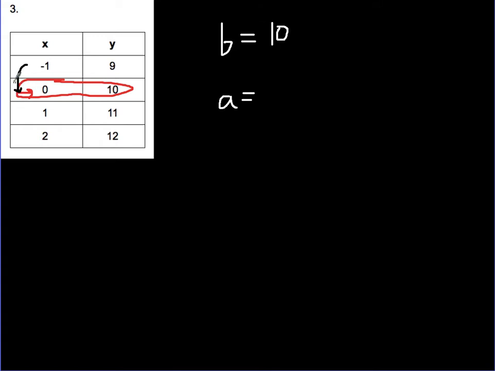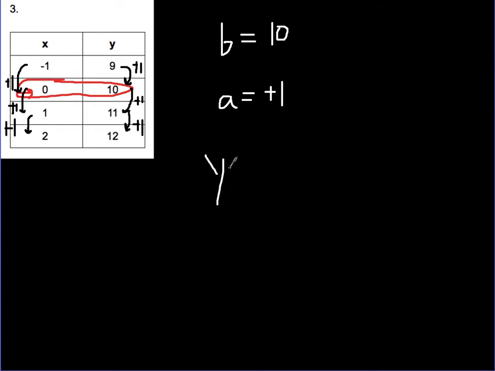So x, if I do plus 1, so this works. All right, let's see how y works. 9 plus 1 would be 10. 10 plus 1 would be 11. All right, so we got a plus 1 here as well. So A is positive 1.